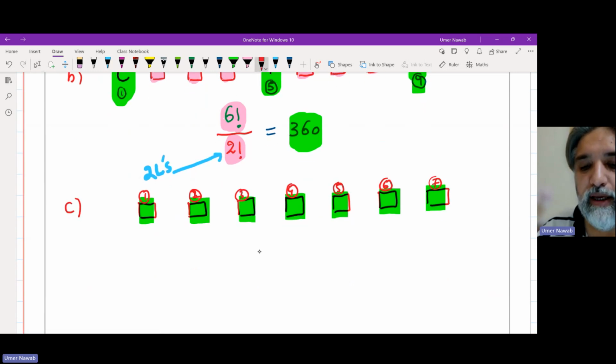In how many ways we can arrange them? In 7 factorial. Do we have any repeated letter? Yes, 2 L's are still there in these 7. So divided by 2 factorial, done. Is my job over? No.